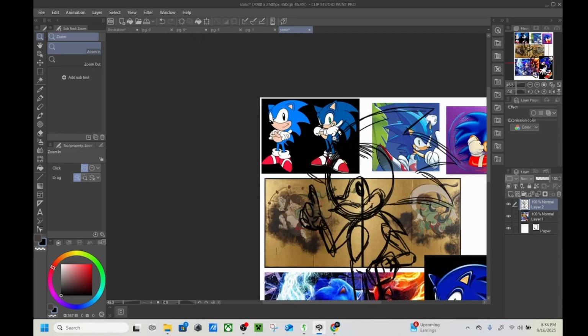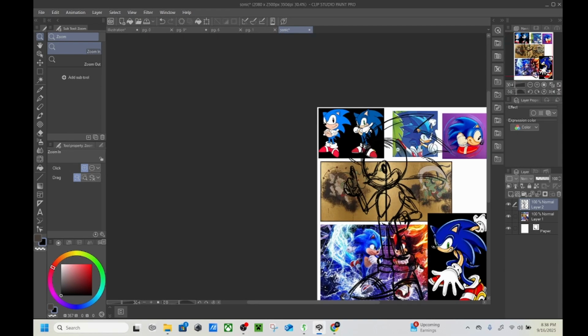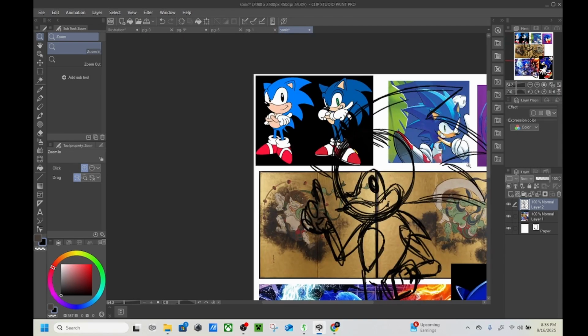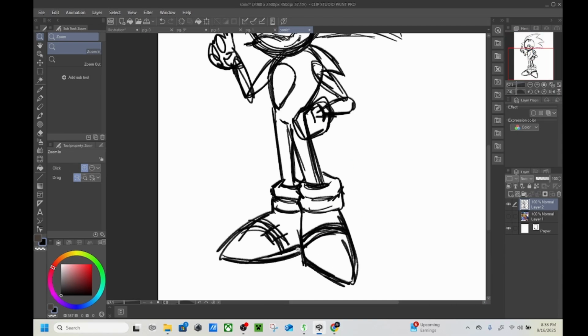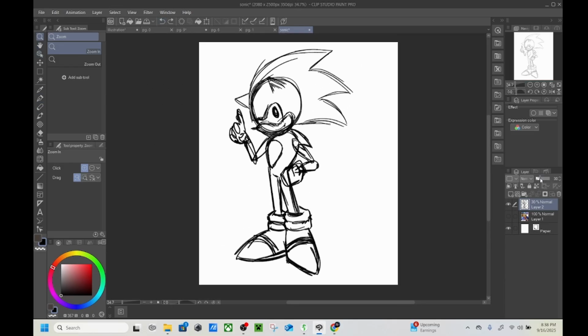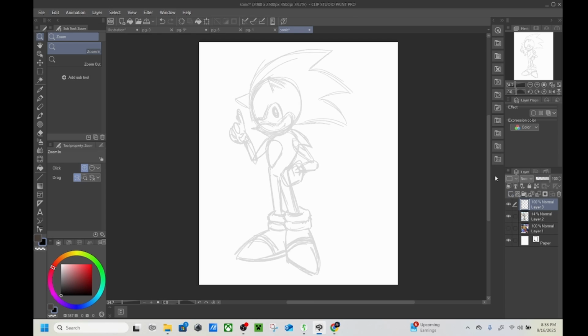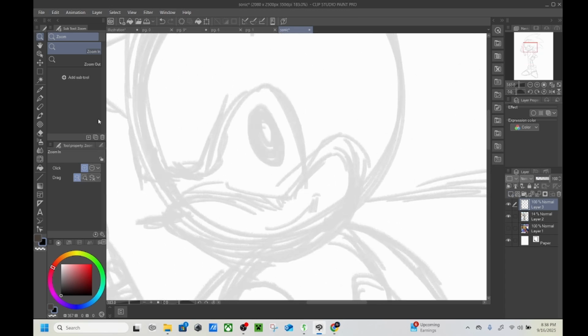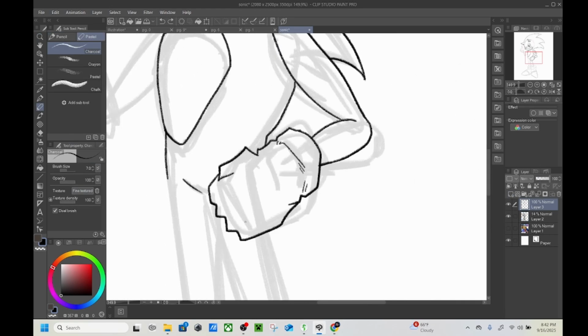Oh, I'm not drawing the soap shoes right now. No, they don't. I think they look better without the buckle. There's our basic Sonic structure. And now we shall fill in the lines.